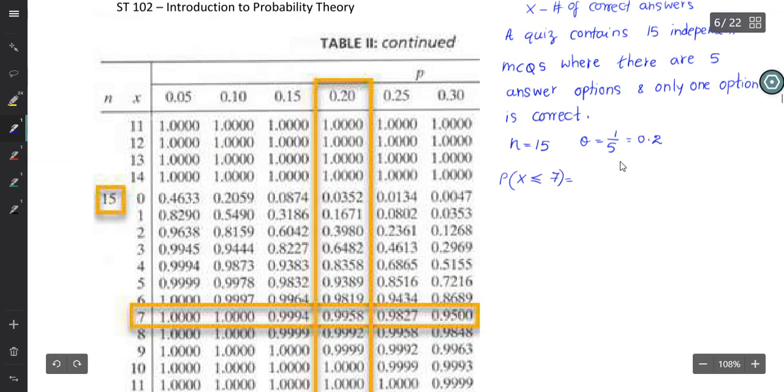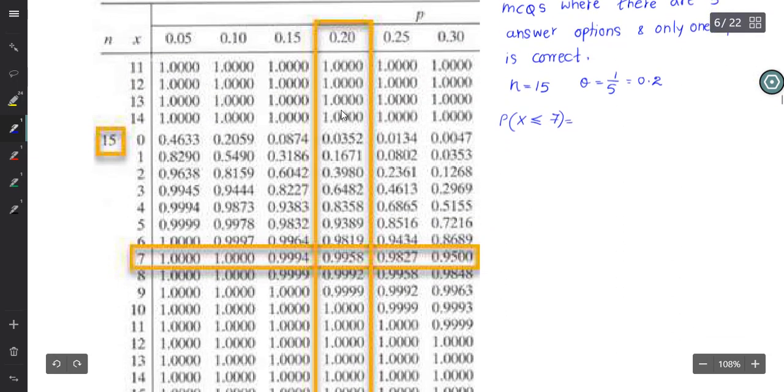And the probability of success is 0.2, so you select the column 0.2. Usually in tables they use p as the probability of success, so this p is actually the theta, another symbol. If you need P(X = 7), you just read that row, and you find it is 0.9958. So this is very easy to read from the table.